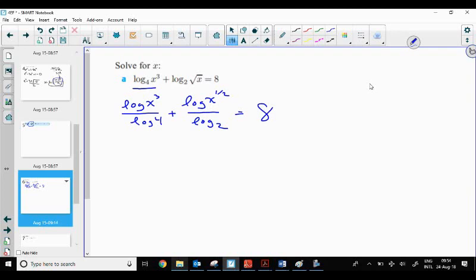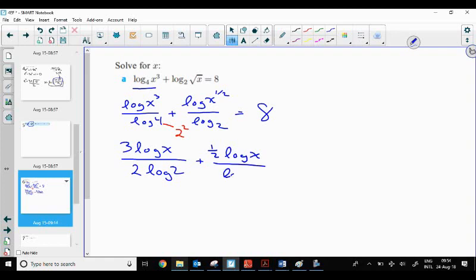Okay, so now I'm going to use some of my other properties of logarithms. So this will be 3 log x over... Now I want to get these two denominators to be the same. So here's what I'm going to do. We know that 4 is really 2 squared. So I'm going to rewrite my denominator as 2 log of 2 by taking that exponent out in front, just like I did with the 3. And then up top, we've got half a log of x over log 2.